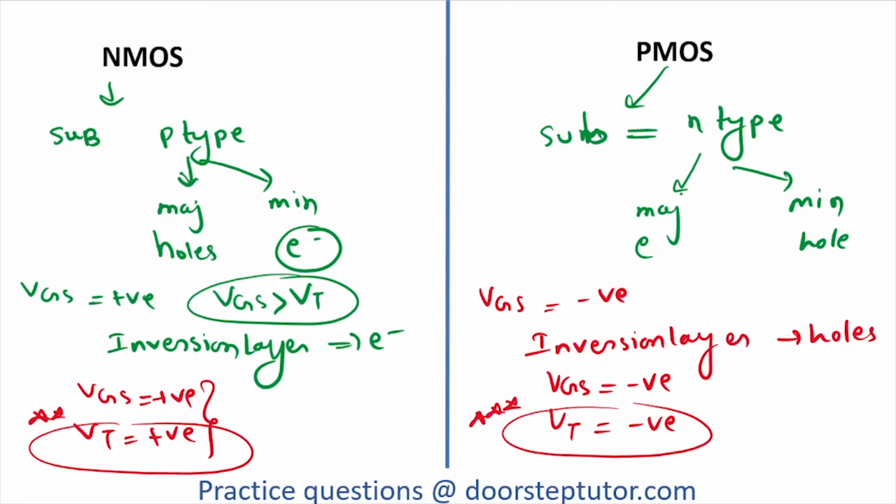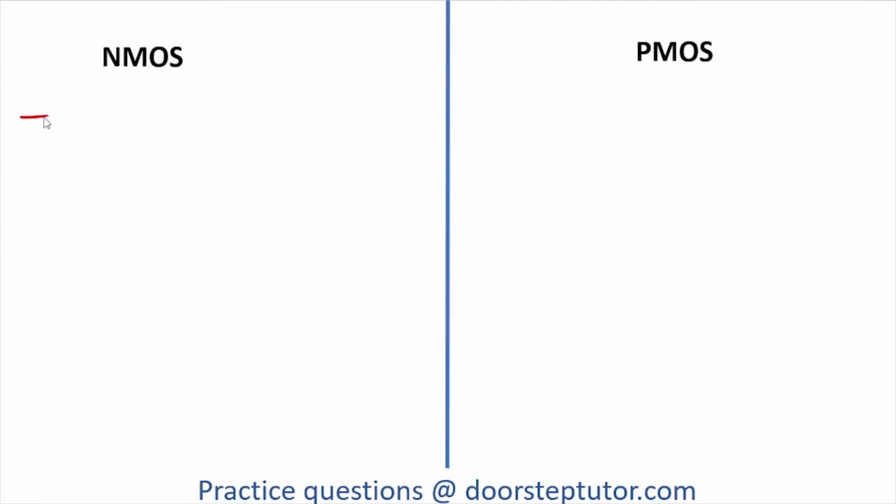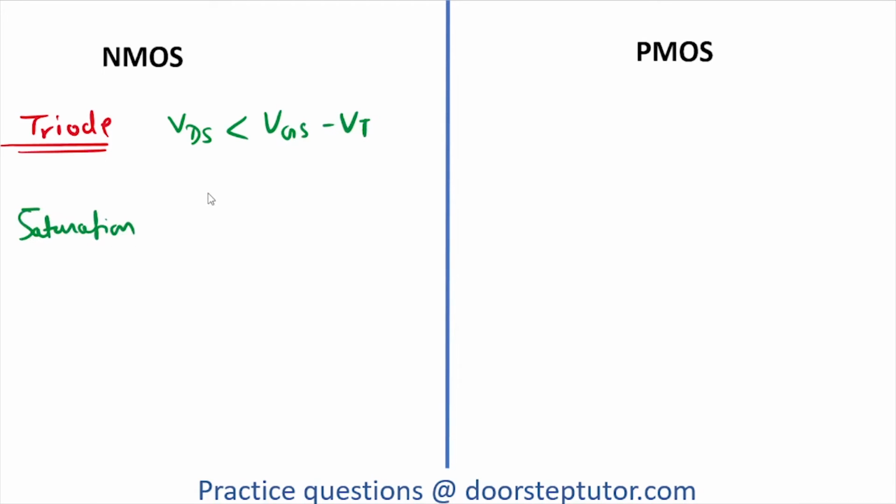Let us now consider when we operate the NMOS in triode region, the condition is that VDS should be less than VGS minus VT, and to operate it in the saturation region, the VDS should be greater than or equals to VGS minus VT. These are the relation that we have for the NMOS.